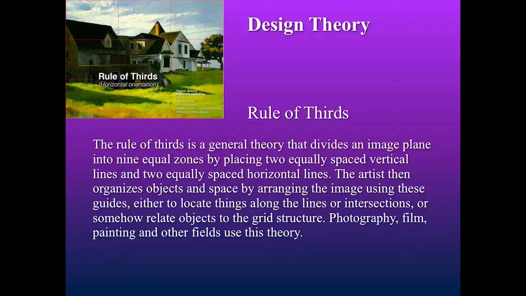And photography, film, painting, and other fields use this theory. So you can see that there's a general shape of the houses, the way the trees are growing, and the shadows, and of course the horizon in the background, that all work together in these zones. They're broken up into sort of this 3-part thirds organizational structure.